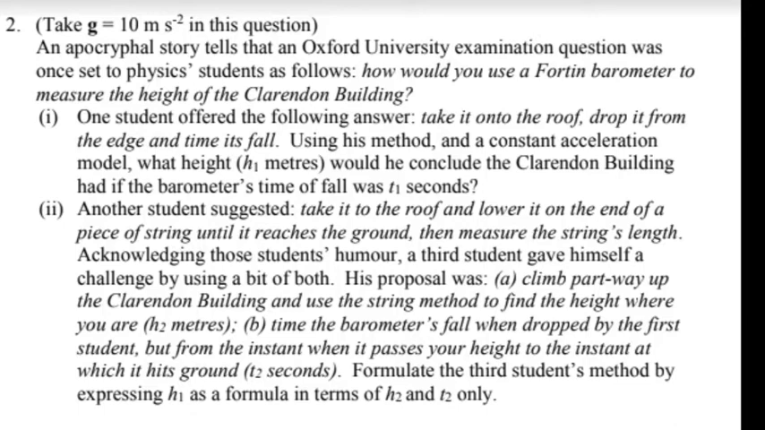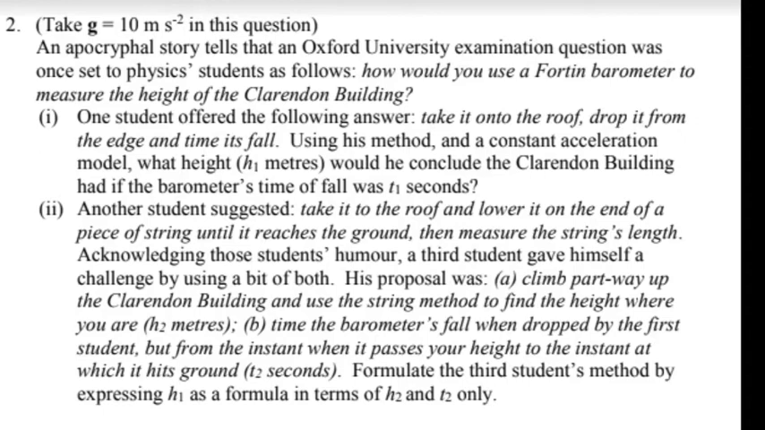What you need to recognise is that this is to do with an object being dropped off a building with constant gravity, so it's a kinematics mechanics problem. Right, so what's the first part of this problem? One student offered the following answer. Take it onto the roof, drop it from the edge and time its fall. Using his method and a constant acceleration model, what height would he conclude the Clarendon Building had if the barometer's time of fall was t1 seconds?